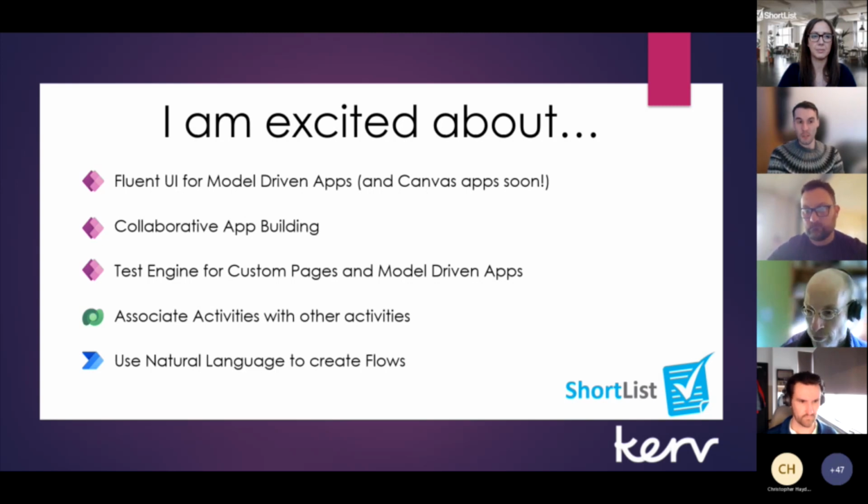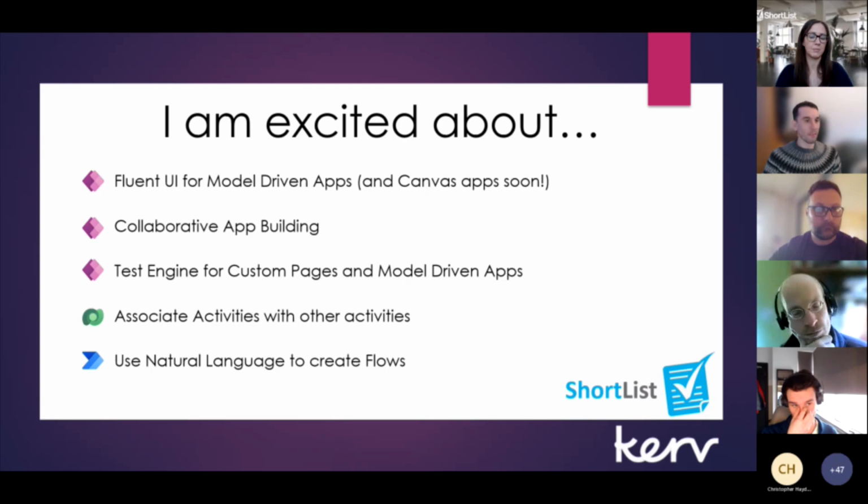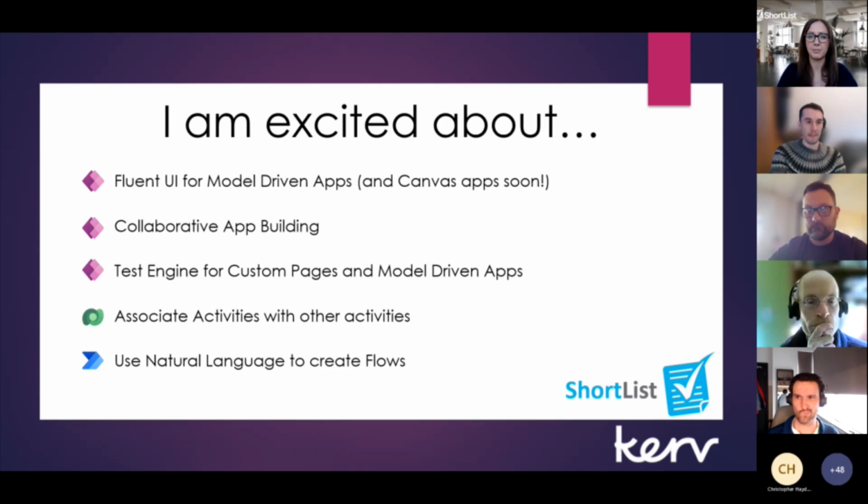Next, and possibly the most exciting one for me, is the ability to associate activities with other activities. We've all had a Teams call through Dynamics and we've got some actions on the back of it. It would be really great if you could associate some tasks with that meeting, assign those tasks to different people, and track them through Dynamics. Going forward, you will be able to. That's coming in public preview this month.